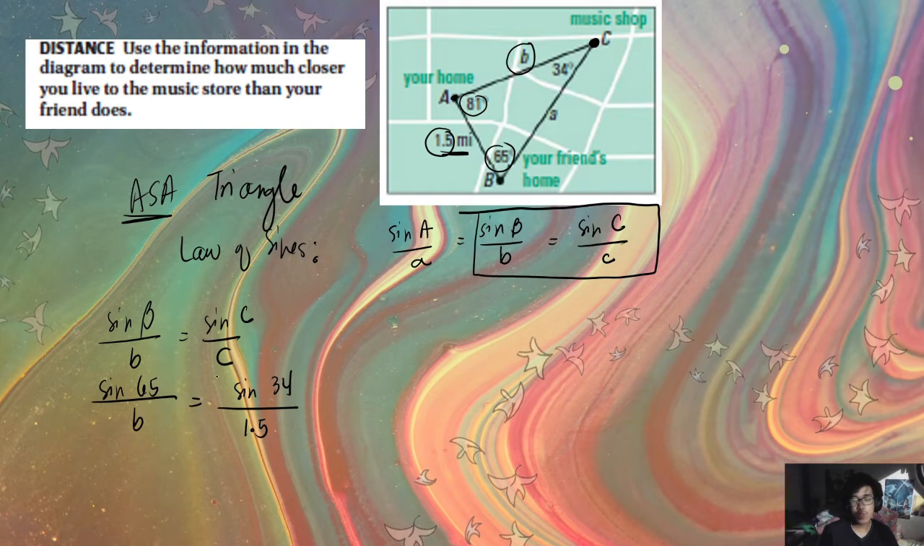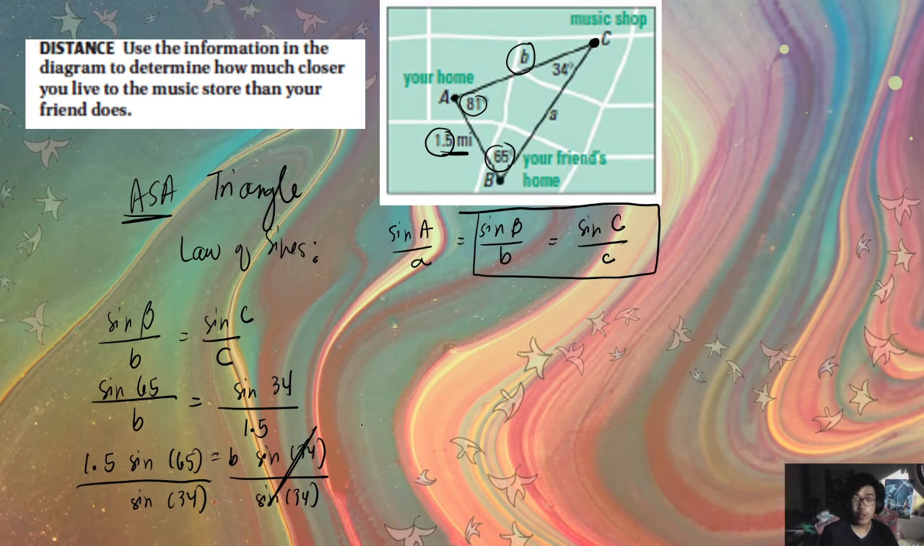If we cross multiply this proportion, this gives us 1.5 sine of 65 degrees is equal to B sine of 34. Since we only want the value of B, we divide both sides by sine of 34. This cancels out, and therefore the value of B is equal to 1.5 times sine of 65 over sine of 34.